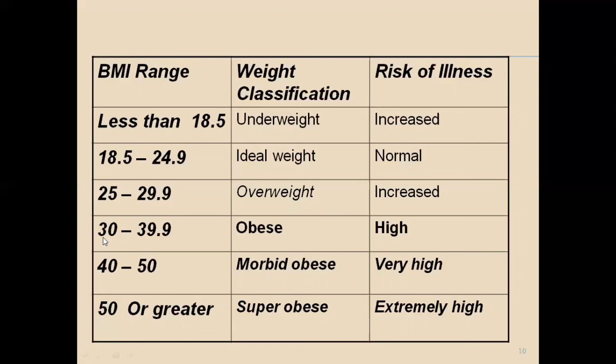And if the BMI range is more than 30, then it comes into the category of obesity. Obesity is then classified into class 1, class 2, and class 3. The risk of illnesses for class 1 will be high, for class 2 highly morbid, and for class 3 extremely high. And if the BMI exceeds 50, then that person will be super obese, and the risk of illness and disease will be extremely high. That person will have a higher risk of diabetes, heart diseases, hypertension, and so on.